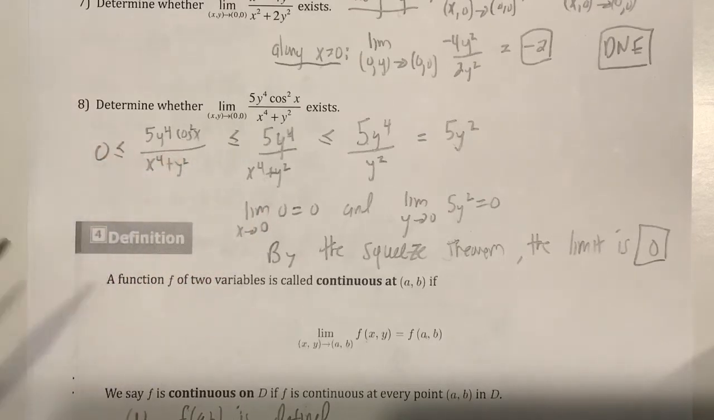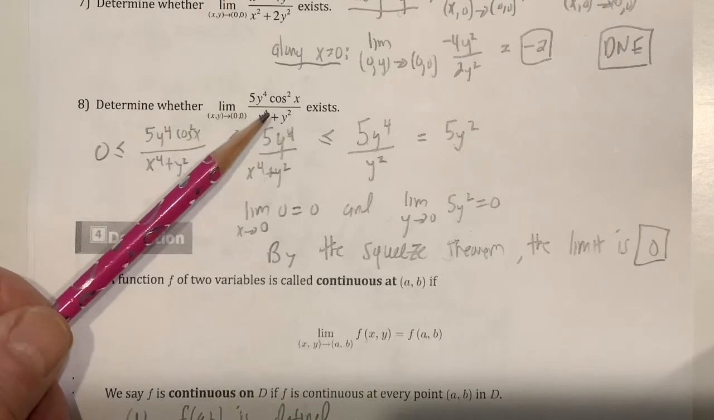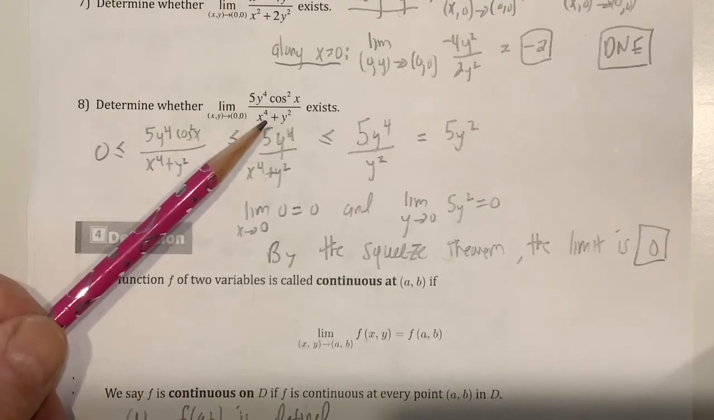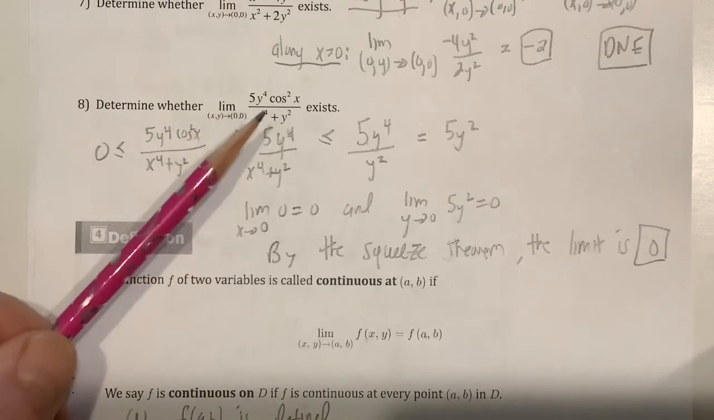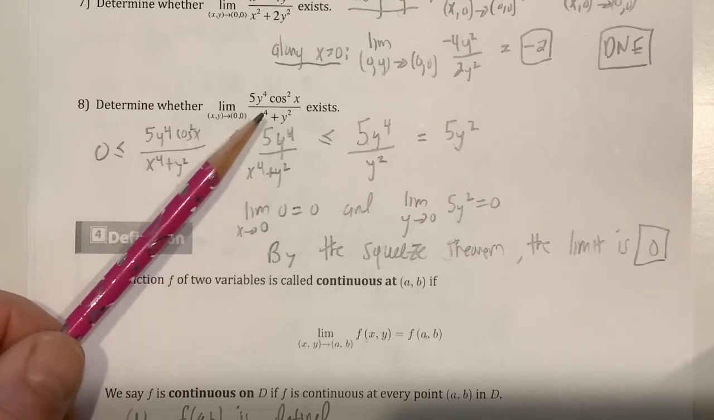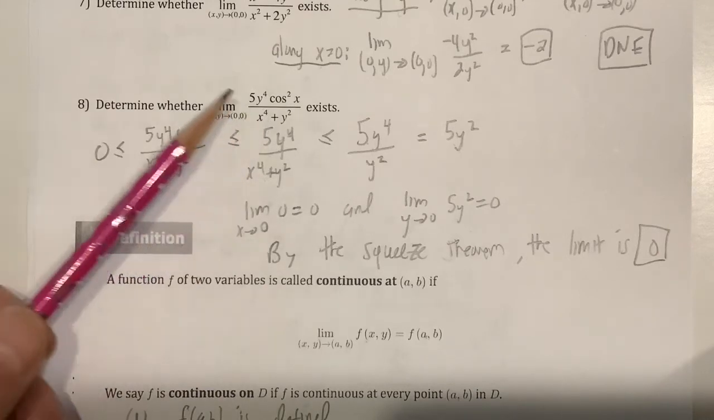Of course, the best thing to know is if it's a continuous function, then the limit exists and it equals the function value, right? At 0, 0, this function is not a continuous function because it's not defined there, but the limit still might exist.